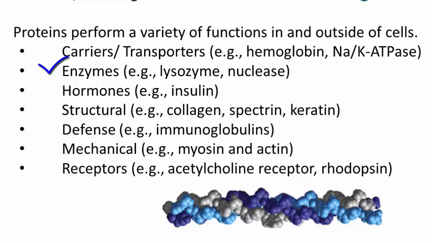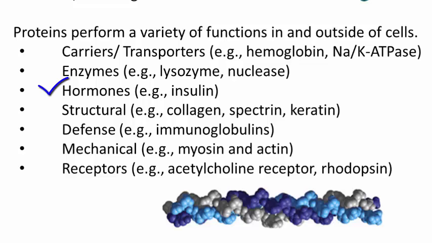A second category of proteins are those which are enzymes. Now, enzymes catalyze chemical reactions. Catalyze means speed up chemical reactions. They make the reactions go faster, and sometimes they control whether or not they take place at all. We will see later that metabolism involves an array of interconnected chemical reactions, and each of these must be catalyzed by an enzyme, which speeds up the reaction so that they work in concert. A couple of enzymes are lysozyme and nuclease.